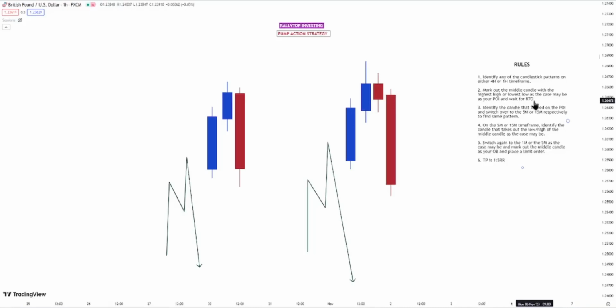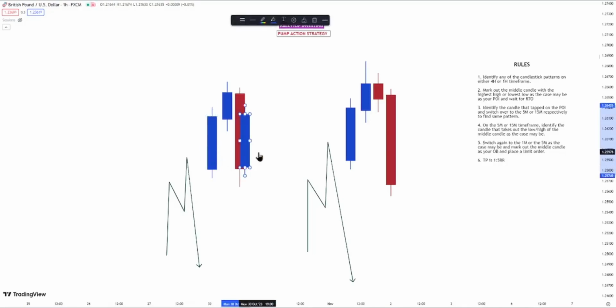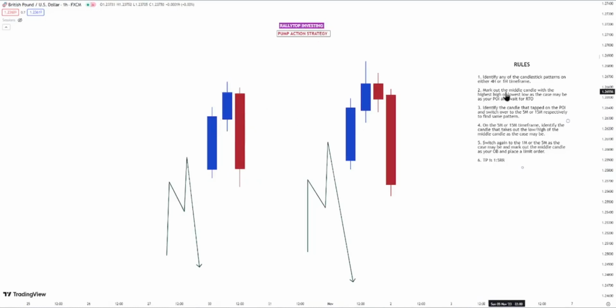RTO here means return to origin. Let me use this diagram to quickly explain to you what that rule 2 means so that you will understand. First of all, let me mark out the OB. It says mark out the middle candle with the highest high. In the case of a bullish structure, this is the highest high. Now, whatever I'm showing you here on this bullish structure, it is exactly the same when we're talking about the bearish structure. It's just in the reverse.